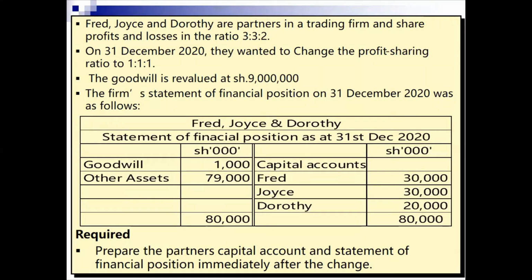The firm's statement of financial position on 31st December 2020 was as follows. Goodwill, 1 million. Other assets, 79 million. Capital accounts for Fred, Joyce, and Dorothy, 30 million, 30 million, and 20 million, respectively. Required: prepare the partners' capital accounts and statement of financial position immediately after the change.